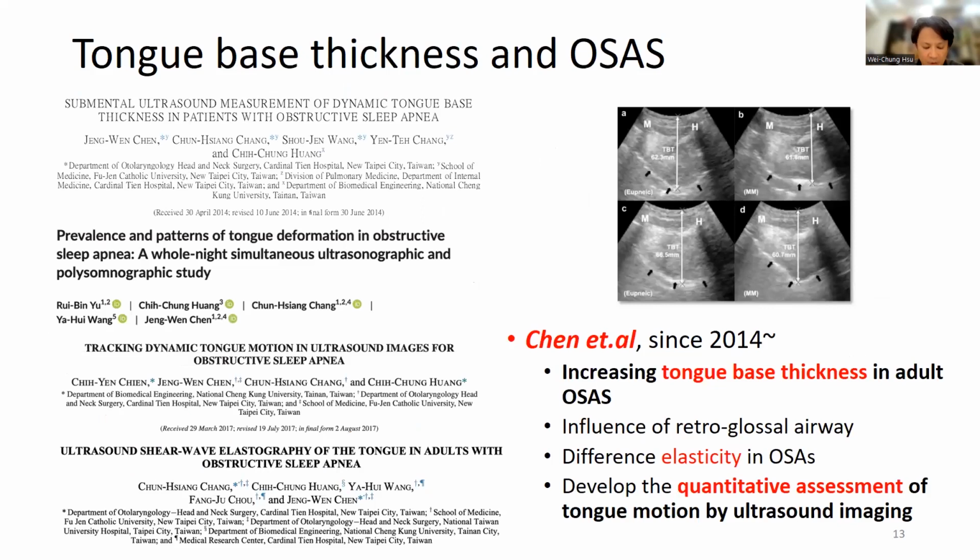Another research group from Taiwan, Dr. Chen and his team, published a series of papers regarding the measurement of tongue-base ultrasonography parameters, including dynamic changes of the thickness and the elasticity of the tongue base and the pharyngeal wall. This study indicated that in adults, the tongue base thickness and consistency were important factors for the severity of adult obstructive sleep apnea under ultrasound measurement.